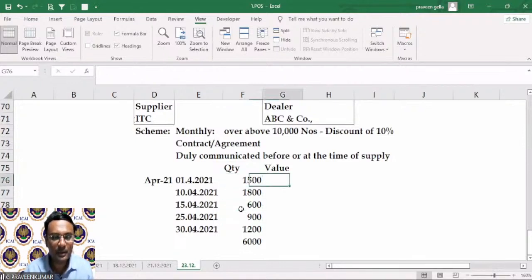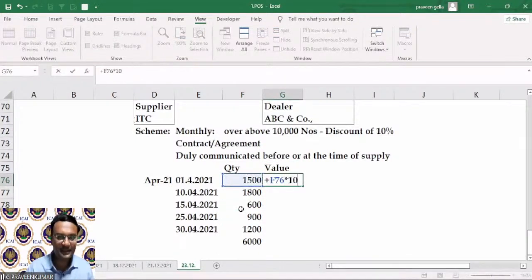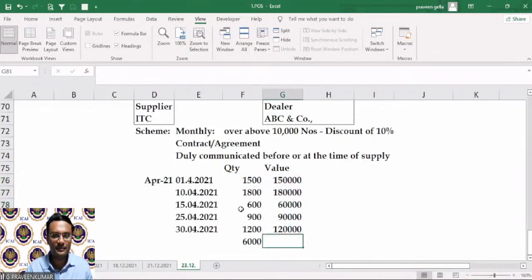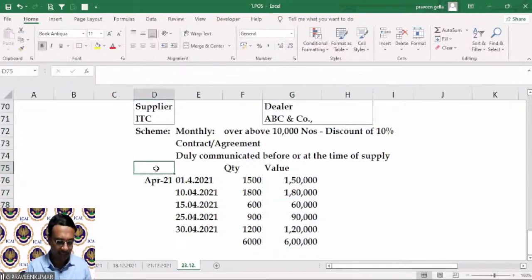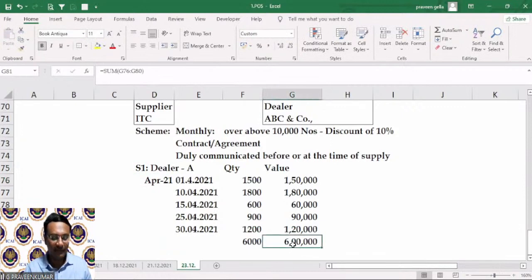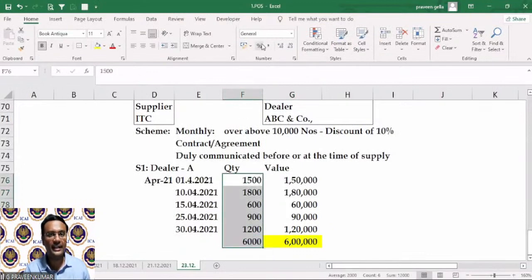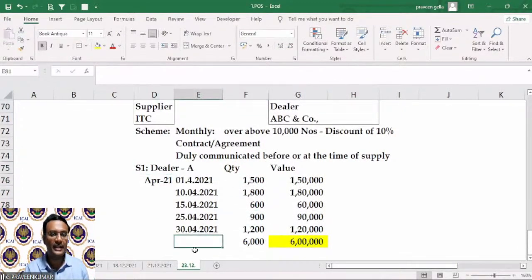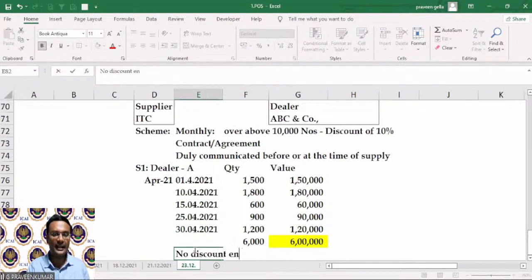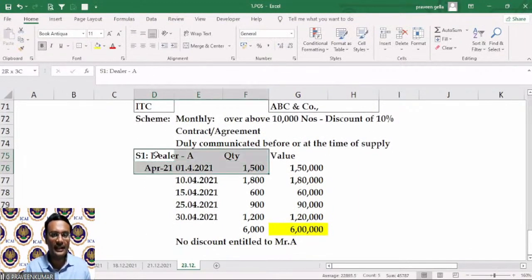Let me put it this way: value, per piece 100 rupees. Let me take a hypothetical example. This I call scenario 1, dealer A. The value of purchases made by this dealer is 6 lakhs. How many pieces has he purchased? 6,000 quantity. To get an entitlement, a minimum of 10,000 purchases should be there. So this dealer A will not get any discount. No discount is entitled to Mr. A.